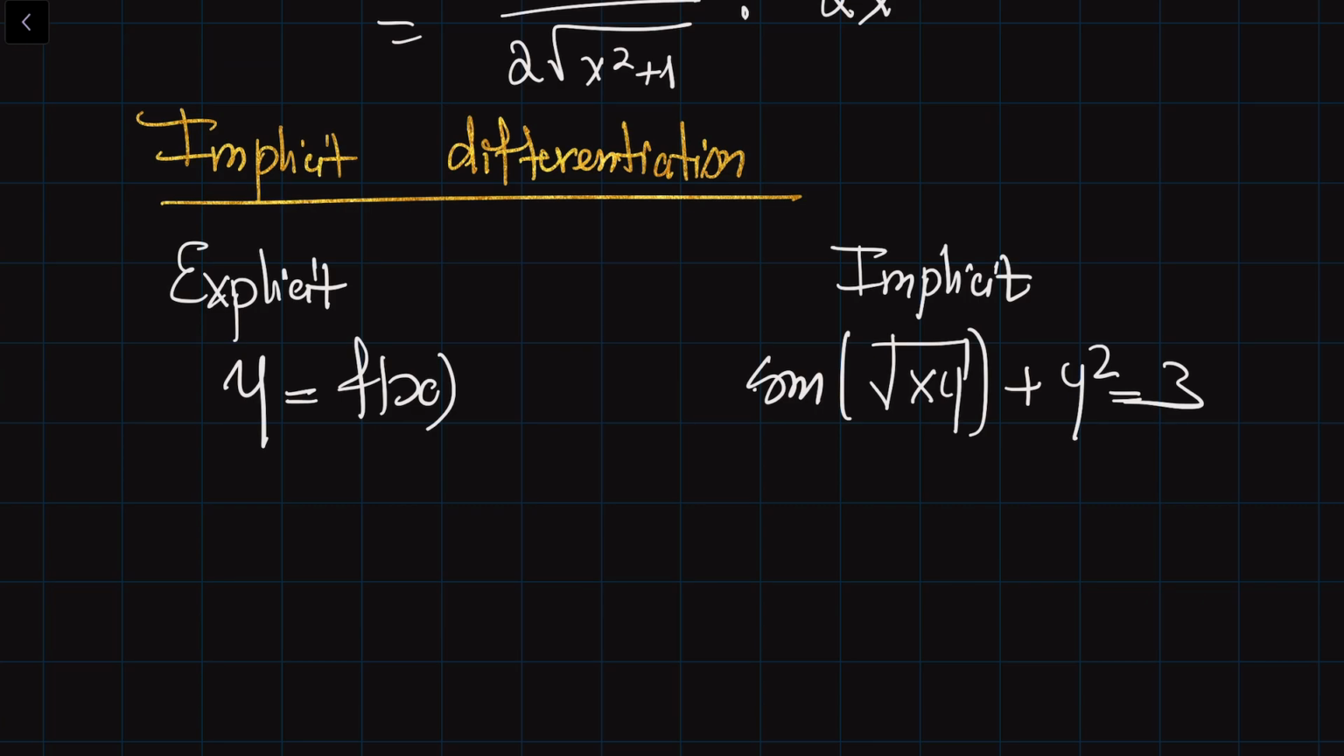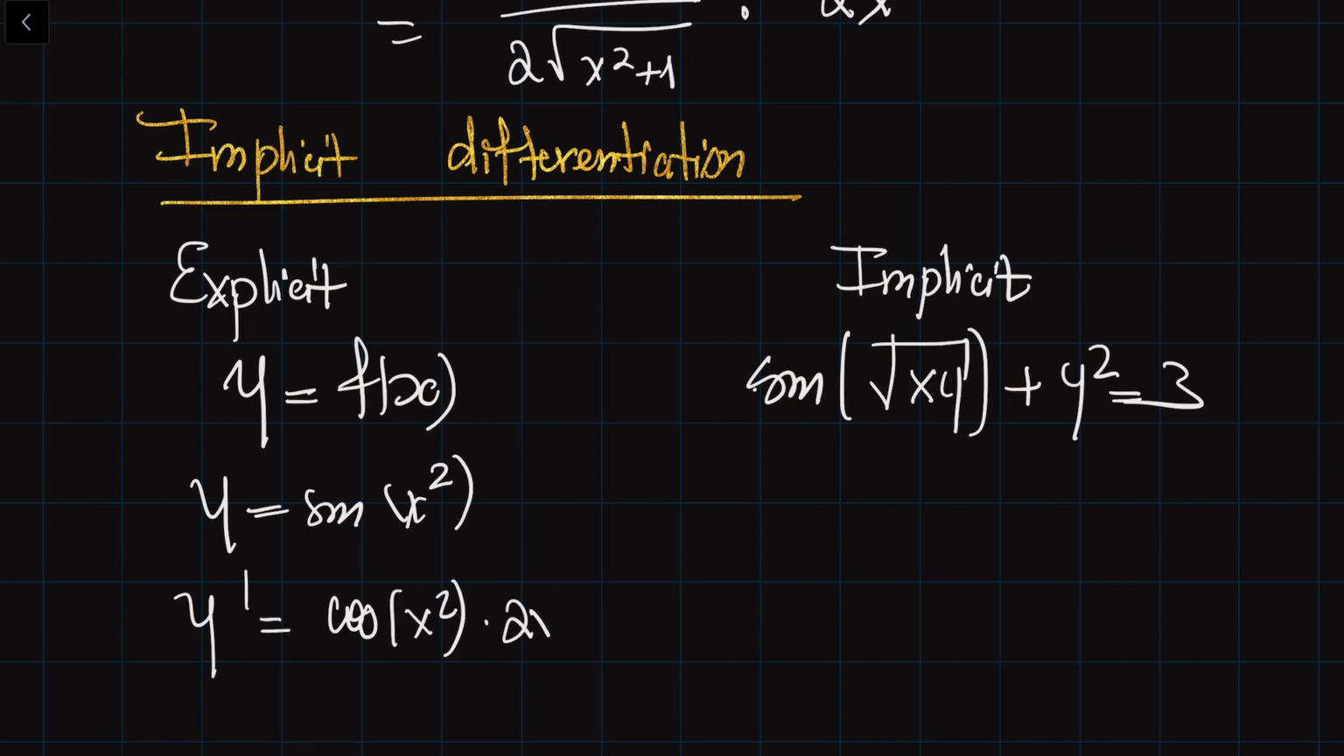So here, if you are given simply y is equal to sine of x squared, you know what y prime is. It is cosine of x squared times 2x. Well, I would like to know what y prime is here. Okay, so again, do you still understand what y prime is? Y prime is the derivative of y with respect to x. It's like how much y is changing if you change x. Okay?